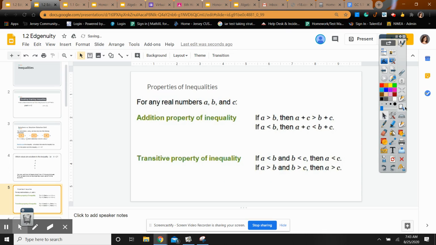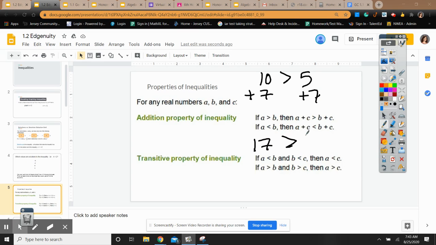Okay, so what are the rules? The addition property works the same as it did for equality. If you have, let's say, 10 is bigger than 5, everyone agrees with that? If I add the same amount to both sides here, the inequality will still hold true. 17 is still bigger than 12. So you can add or you can subtract.